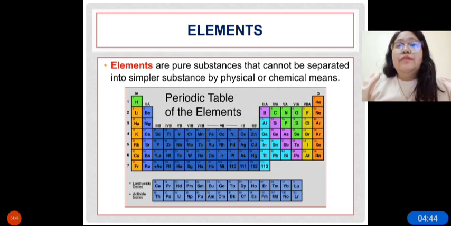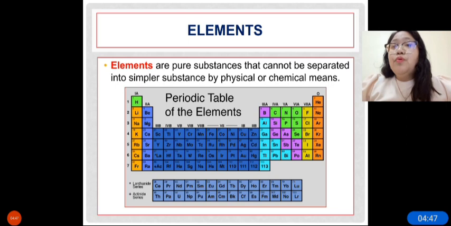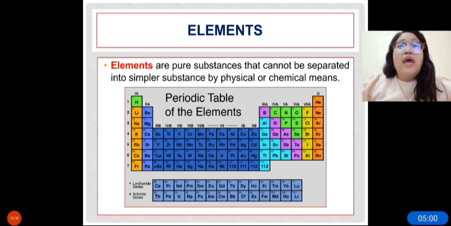Now we have elements. Elements are pure substances that cannot be separated into simpler substances by physical or chemical means. We could say that elements are like the fundamental substances that make up everything around us. They are pure substances that can't be broken down into anything simpler by physical or chemical means. So it's like the universe's building blocks, each with its unique properties and characteristics.